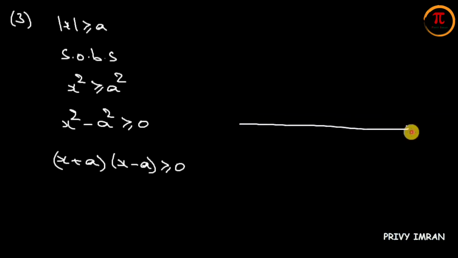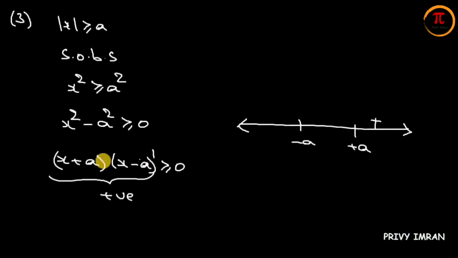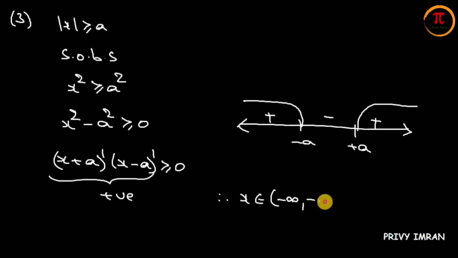Now let me take a number line, minus a and plus a. If you observe, it is greater than 0, so obviously it is a positive value. Let me write here positive. Here the power is 1 and again the power is 1, meaning the signs will change continuously. Now I have to consider only the plus sign. Therefore x belongs to minus infinity comma minus a, union a comma infinity.